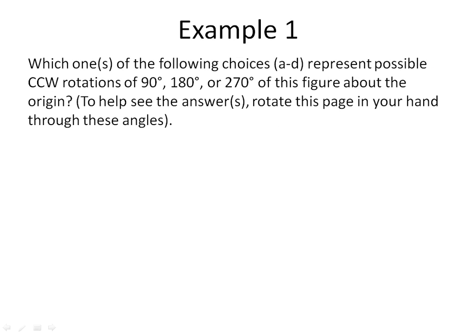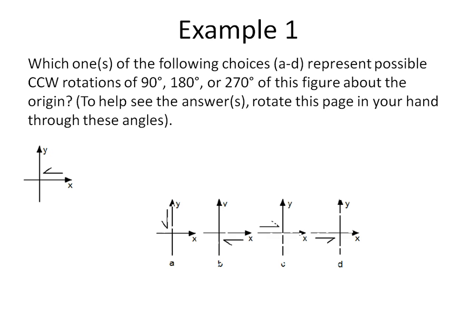Okay, which one or ones of the following choices, A through D, represent possible counterclockwise rotations of 90 degrees, 180 degrees, or 270 degrees of this figure about the origin? To help see the answers, you might want to rotate the page in your hand through these different angles. So here's the original figure, which just looks like a line with a segment on it, which is, I guess, a small angle of some sort. So which ones of these could actually be rotations of that?